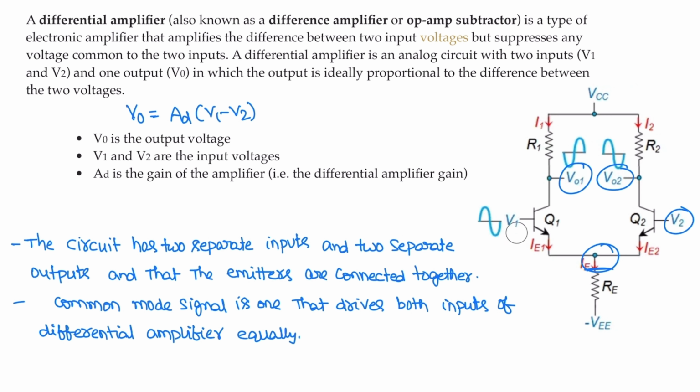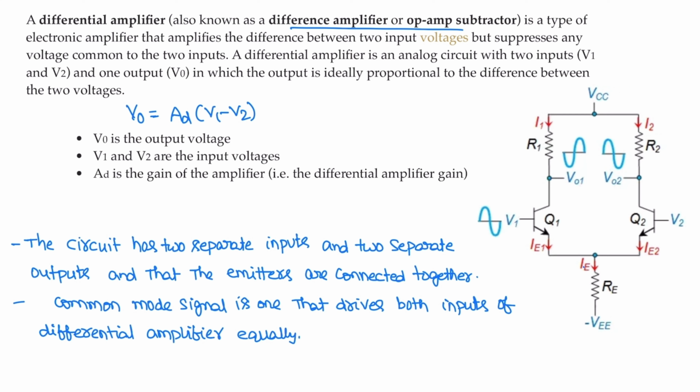This differential amplifier has two inputs and two outputs with emitters connected, and the output voltage is differential gain into V1 minus V2. V0 is the output voltage. So the differential amplifier is also known as a difference amplifier or op-amp subtractor. An op-amp subtractor is a type of electronic amplifier that amplifies the difference between two input voltages but suppresses any voltage common to the two inputs. The circuit has two separate inputs and two separate outputs with emitters connected together.